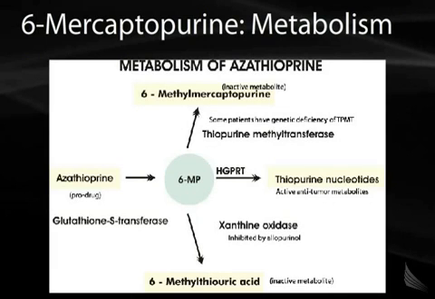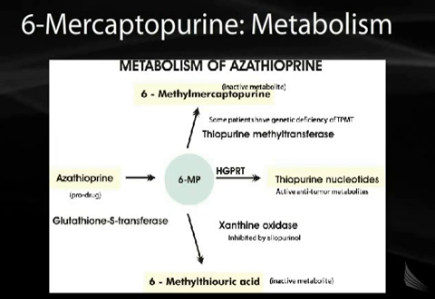Azathioprine, which is a prodrug and has a high bioavailability, is converted by GST, or glutathione S transferase, into 6-MP. 6-MP is then activated by HGPRTase into thiopurine nucleotides. These are the active anti-tumor metabolites. 6-MP is also inactivated into safe metabolites by thiopurine methyltransferase and xanthine oxidase.